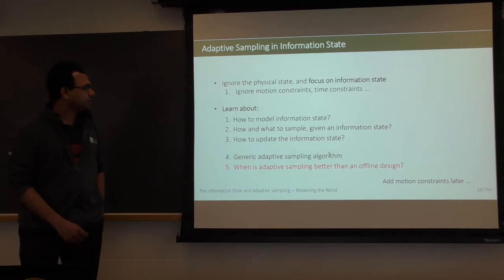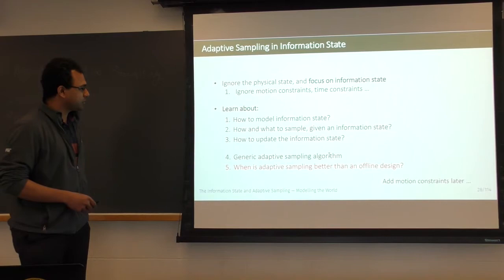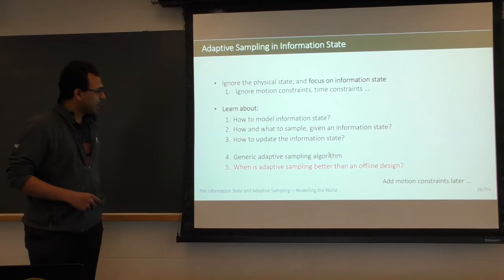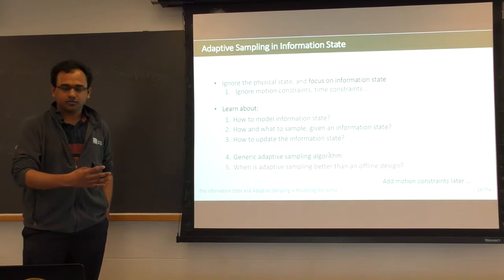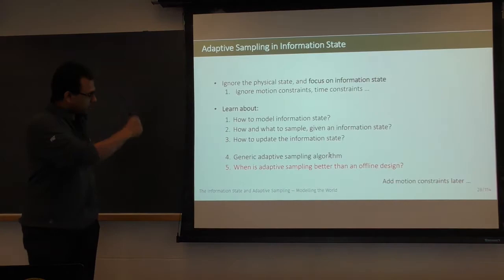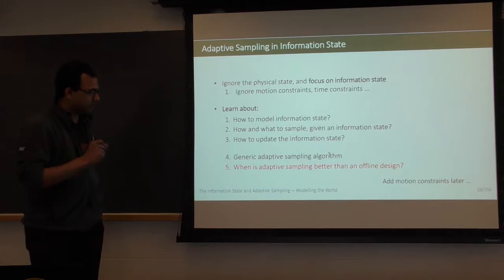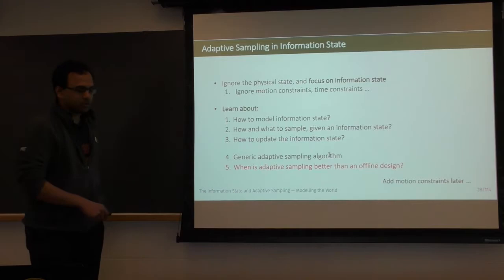First we'll ignore all the physical state, and we'll just focus on the information state. This amounts to ignoring the motion constraints, the time cost it takes to go from one place to another. We'll first learn how to model the information state, that is my view of the world, and then, given this information state, what we would want to sample, and given that we have sampled, how do I update the information state? Once we've done all that, we'll give a generic adaptive sampling algorithm that could be used in most of the scenarios that we've discussed. As a concluding part of this talk, we'll also touch upon when adaptive sampling could be better than offline design, which is designing a priori where to sample and not doing it adaptively online. After we have done all this, we'll add the motion constraints and the multi-agent aspect.